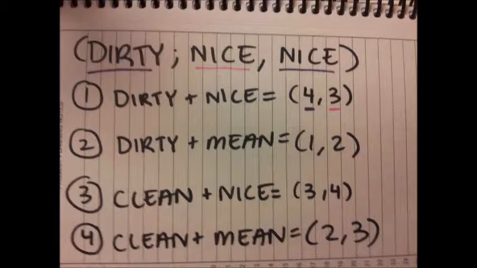It's a lie. It would not be rational to choose mean over nice if it would lead to a lower payoff. Therefore, the strategy pair that would have been subgame perfect would have been dirty, nice, nice.